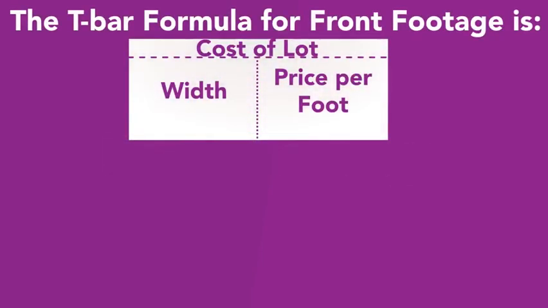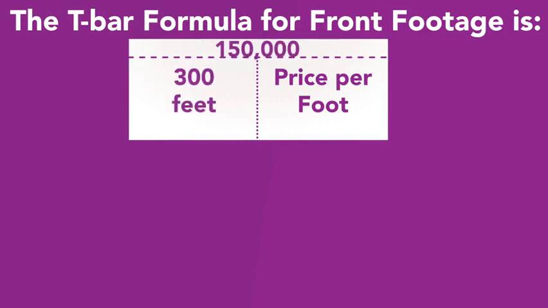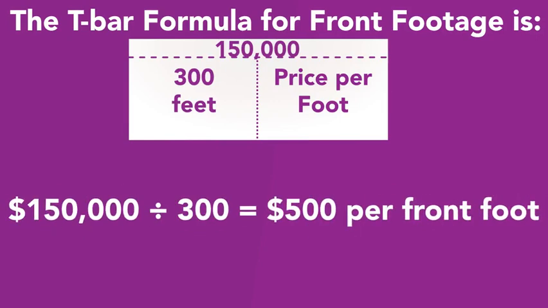Front footage is the width of the lot and the expanse of road exposure that a lot offers. It is typically used to describe commercial lots and parcels. For example, if the Easy Sales car lot is valued at $150,000 and is 300 feet wide, how much is it worth per front foot? $150,000 divided by 300 equals $500 per front foot.